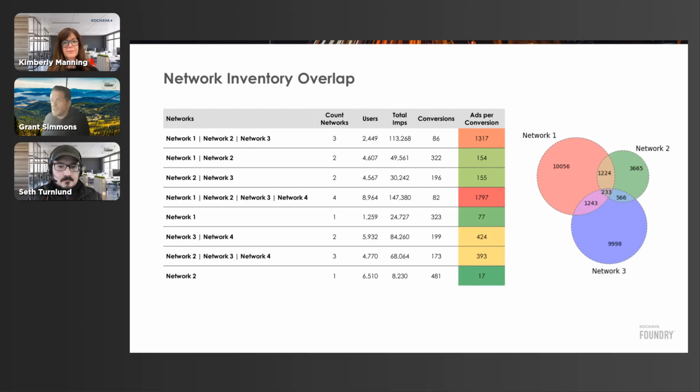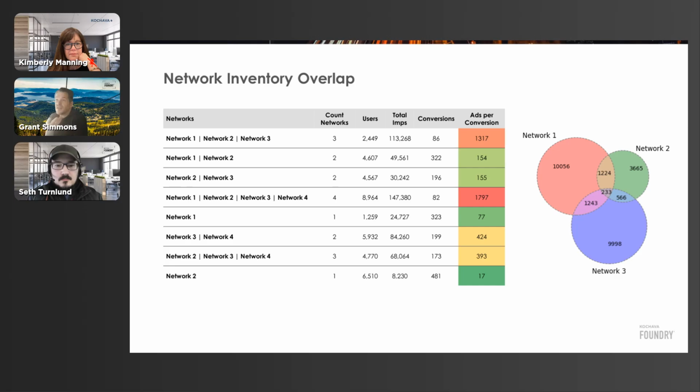If you look at that first line, what we see is there were 3 publishers, 3 networks, and in this case, 1 or 2 or maybe all 3 of them are actually retargeting networks, but it doesn't have to be exclusively. Those 3 networks served a total of 113,000 impressions to about 2,500 users, which resulted in about 86 downstream conversions. So in terms of efficiency, that was 1,300 ads per conversion. And you can compare that against the other profiles.